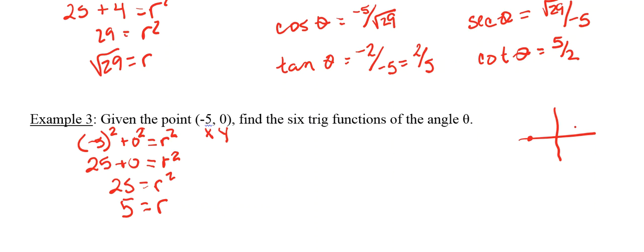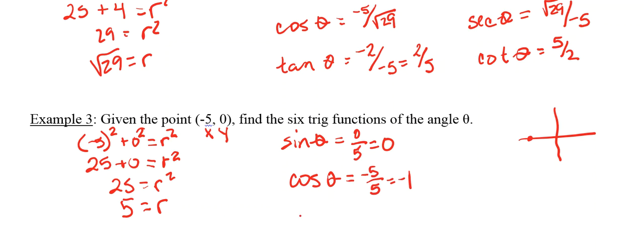So I still go through the same process. Sine is y over r, so that's 0 over 5, which is 0. Cosine is x over r, so negative 5 over 5, which is negative 1. Tangent is y over x, so 0 over negative 5, which is 0.